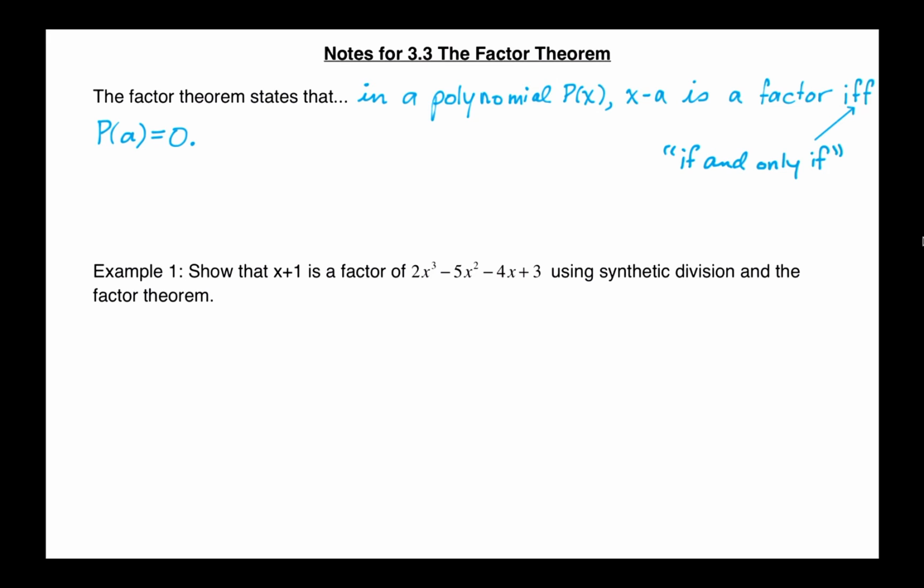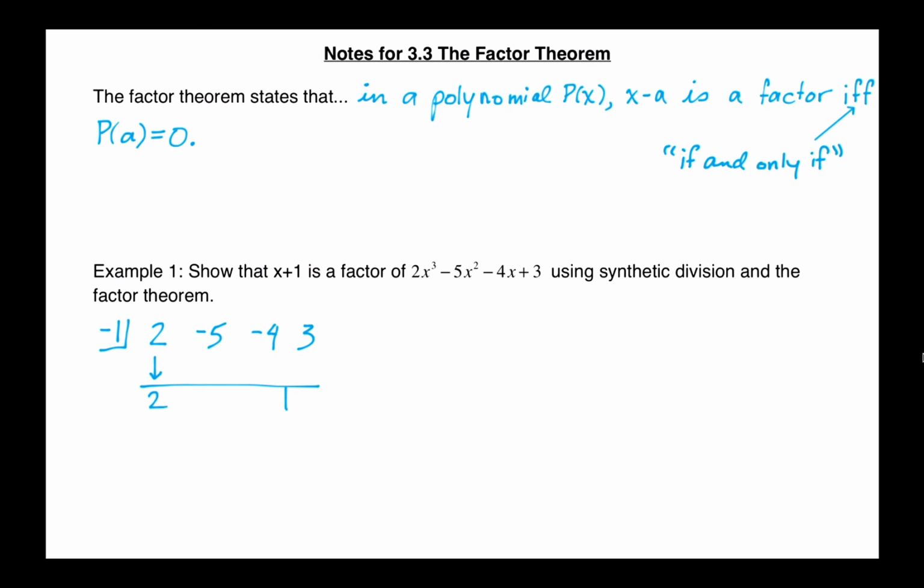So in this first example, we would like to show that x plus 1 is a factor of this cubic polynomial using the synthetic division and also the factor theorem. So what I'm going to do is start with the synthetic division. So dividing by x plus 1, we put a negative 1 inside the box here. We put the coefficients of the cubic, starting with 2x cubed minus 5x squared minus 4x plus 3. We leave a little bit of room down here at the bottom for the quotient, and then the remainder will go here. So let's take a look at doing this synthetic division.